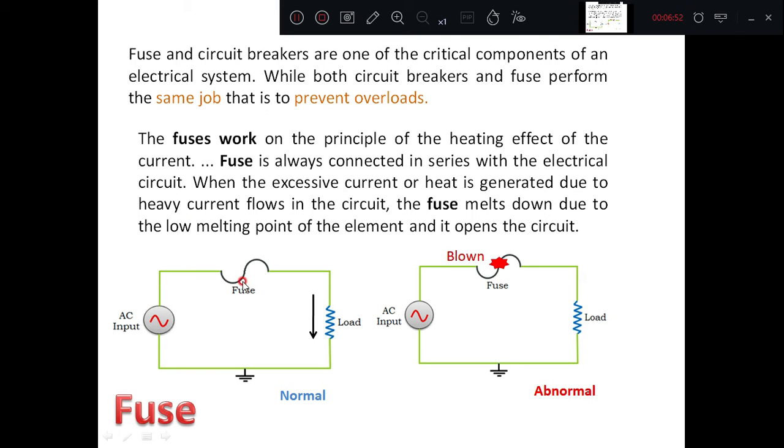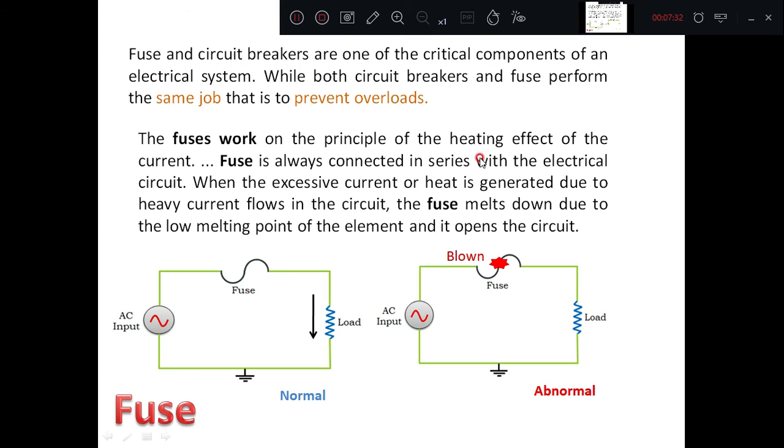The fuse is designed so that it can take the normal operating current under healthy conditions. If the current exceeds the rated current, then what happens? Because of the heavy current, heat is produced. Because of the heat, the fuse blows up. Because of that, the supply to the load is disconnected, so that you can protect the load against the high current. That is the fundamental principle on which the circuit breaker works.